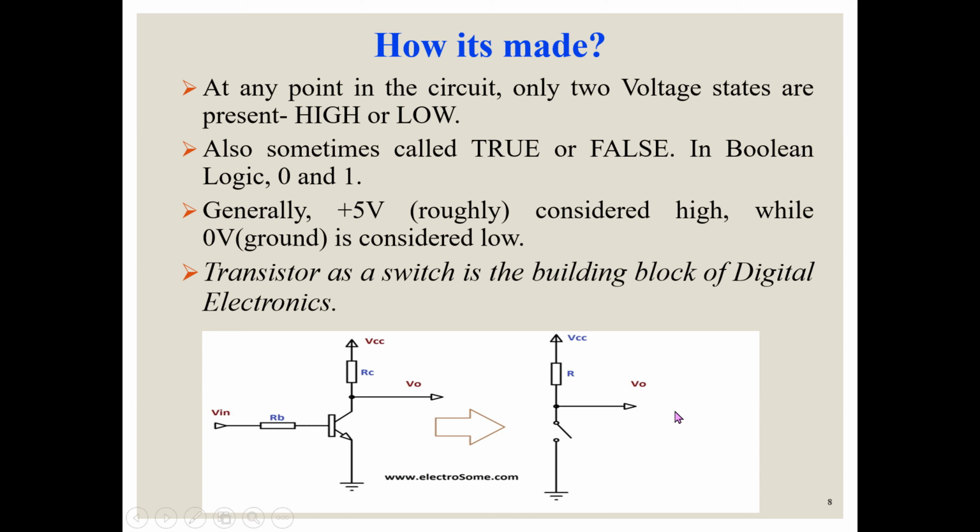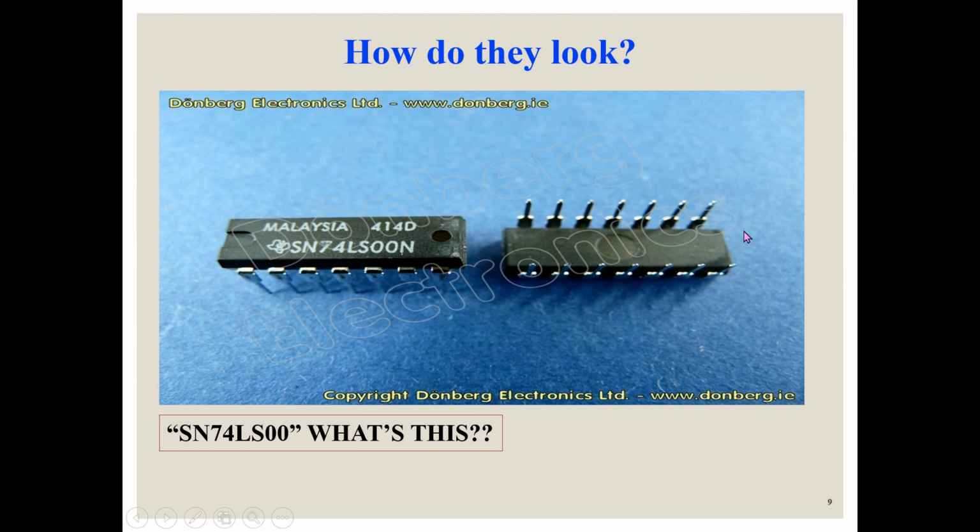So this is regarding what is a transistor. Now here, this particular switch is in the open state. Now, this is one of the digital electronic products. You can see here SN74LS00, and we are supposed to know what this is. If you look into this, it is nothing else but a NAND gate.